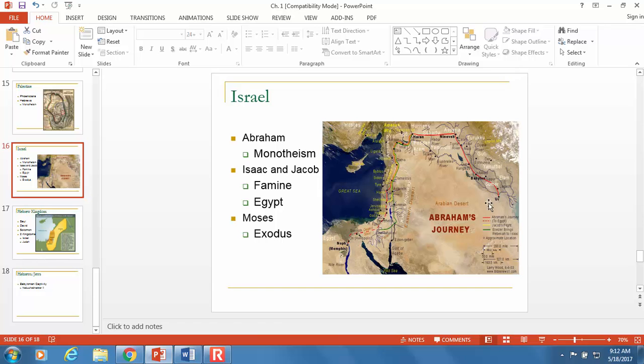Okay, so once again, they start here, they wind up over here, then they get into Egypt, then they leave out of Egypt and they come back over in here, then they leave out of here and wind up back over here, then they leave out of here, Babylon, and they come back over here.